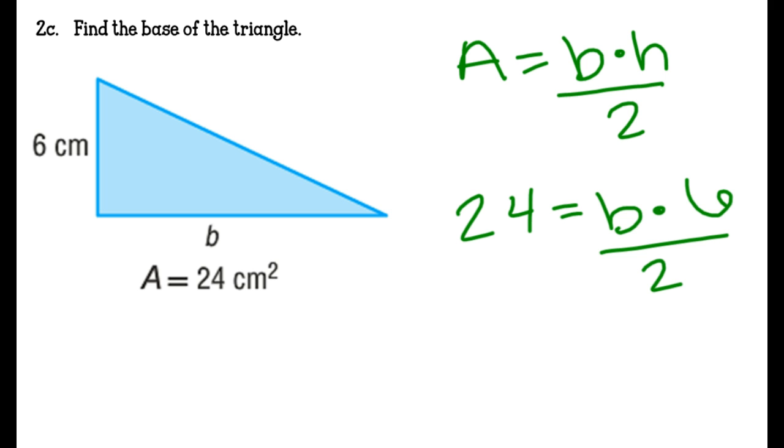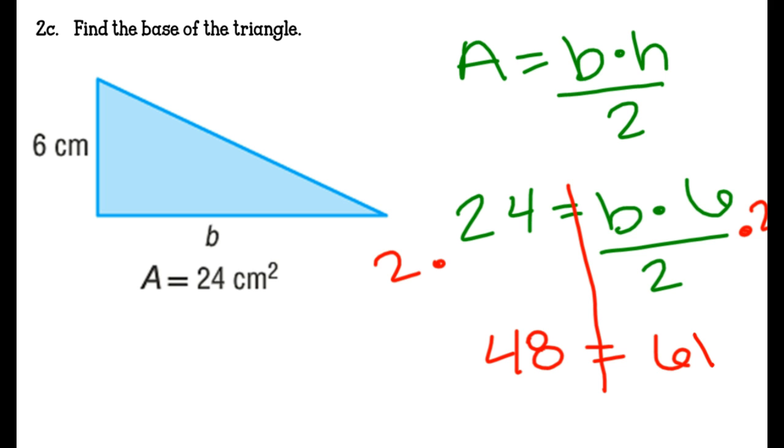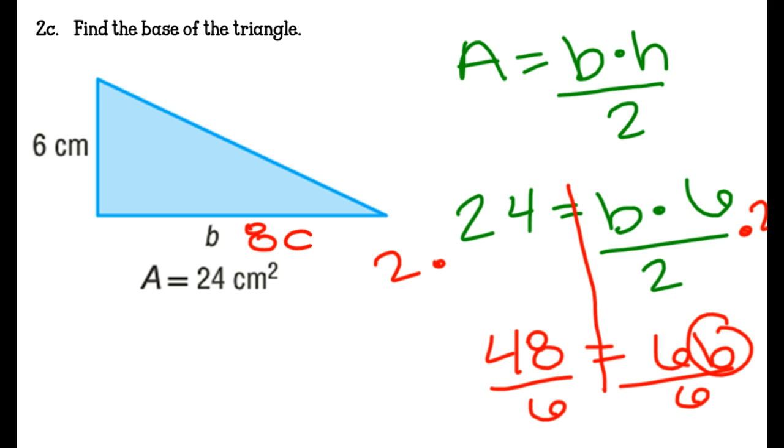So this goes back to chapter 7, so hopefully I remember it. To get rid of the divide by 2, I multiply both sides by 2, because what you do to one side, you must do to the other. And we get 48 equals 6b. And to get b by itself, we're going to divide by 6. And so the base of this triangle is 8 centimeters, which is the base I think we got on the last one. We circle it, and that's our answer.